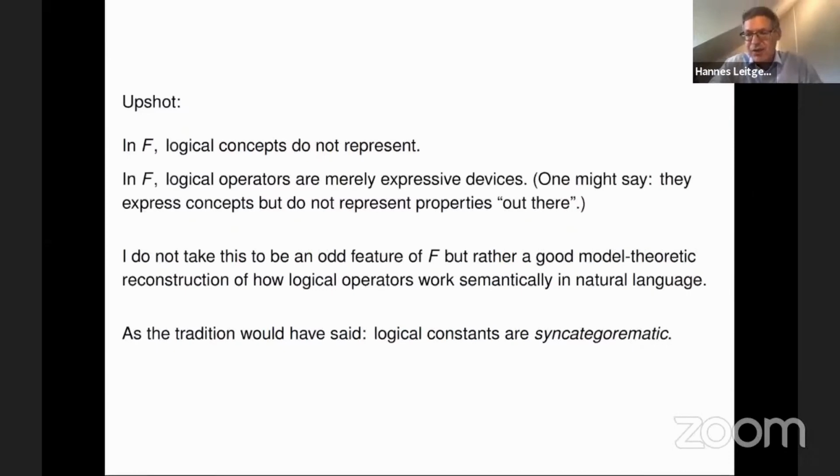The tradition would have said something in that ballpark by saying logical constants are syncategorematic. Okay, the predicate man is not, but the logical or is. And that's something close to what I have in mind here. That's an old idea, and I have now rationally reconstructed it in my little framework. So that's my first example.